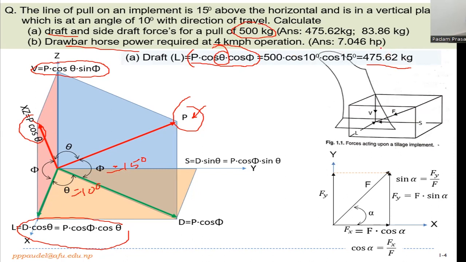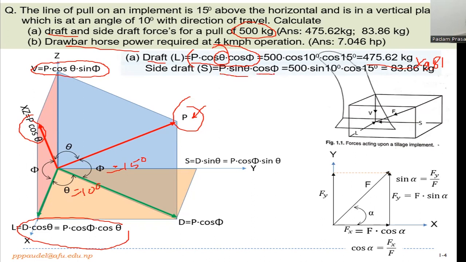Sometimes you may be asked to find out the draft in Newton. In that condition, you can convert it into Newton, the SI unit, by multiplying it with 9.81, that is the acceleration due to gravity. And then next is the side draft. Side draft can be calculated as P sine theta and cos phi. We already found the relation, and you can find the value of the side draft is 83.86 kilogram.